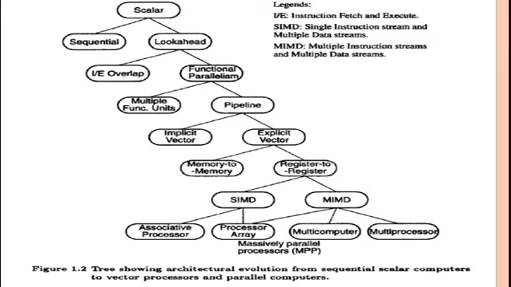As we can see in the figure, this figure is a tree showing architectural evolution from sequential scalar computers to vector processors and parallel computers. We started with the von Neumann architecture, which is built as a sequential machine executing scalar data. The sequential computer was improved from bit serial to word parallel operations, and from fixed point to floating point operations. The von Neumann architecture is slow due to sequential execution of instructions in programs.